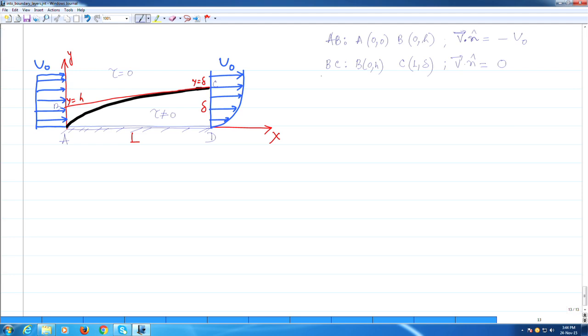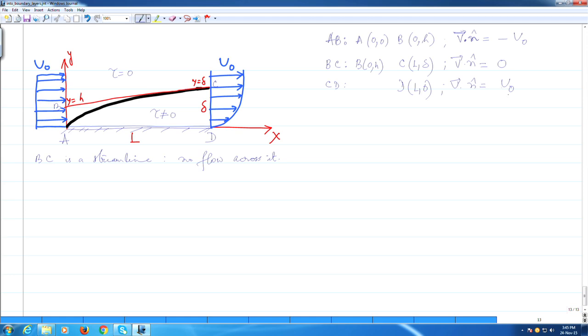So, let me, I might as well write that here. BC is a streamline. No flow across it. Then again we have CD. So, C is here and the coordinates of D are L, 0. Here V dot n is equal to this. Is that right?